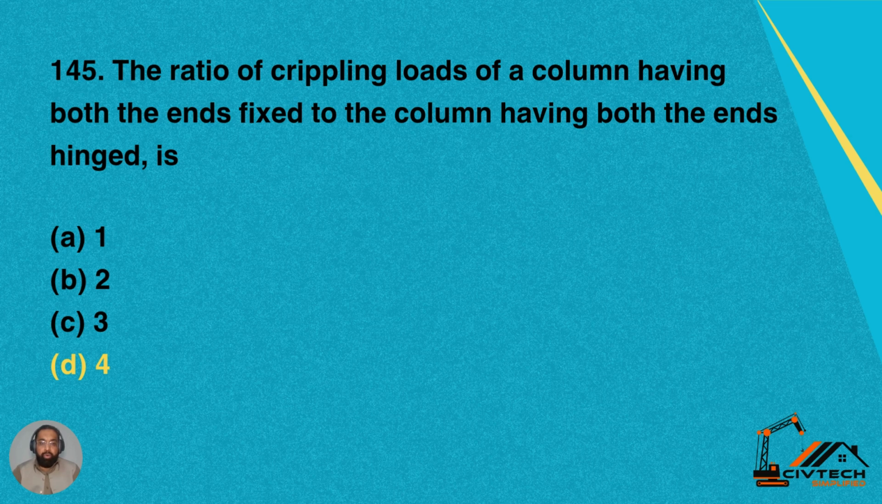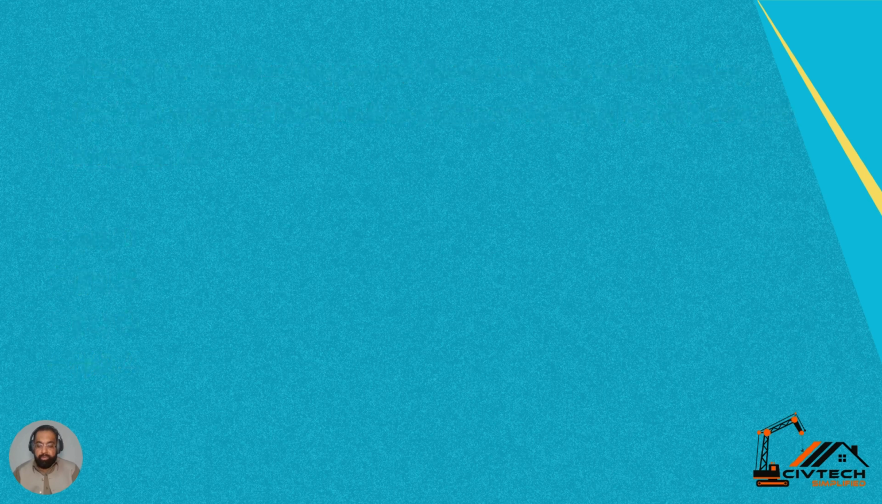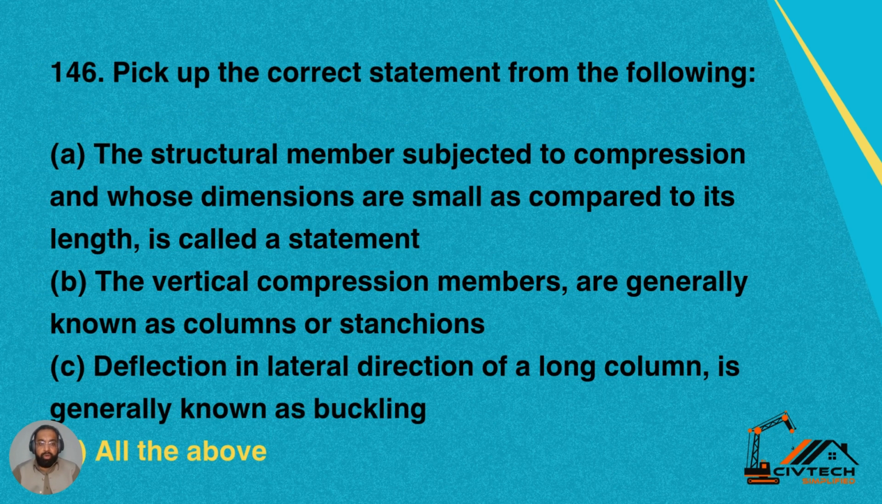145. The ratio of crippling load of a column having both the ends fixed to a column having both the ends hinged is called. What is the ratio of crippling load between two columns, one having both ends fixed and the other having both ends hinged? So this ratio is: option A, 1; option B, 2; option C, 3; option D, 4. So 4 is the correct answer for this question.